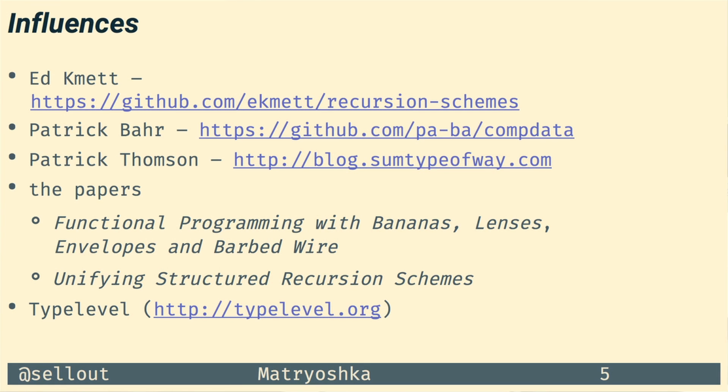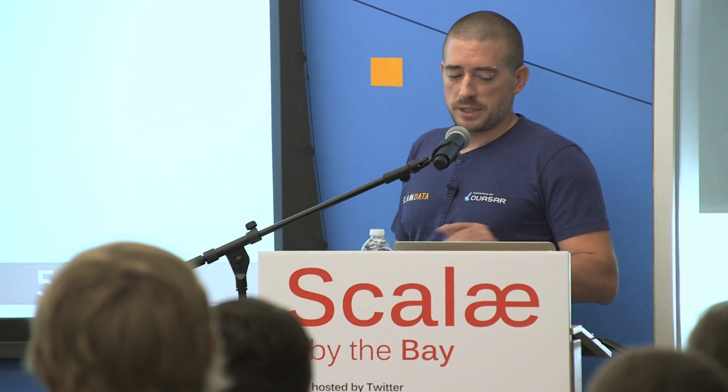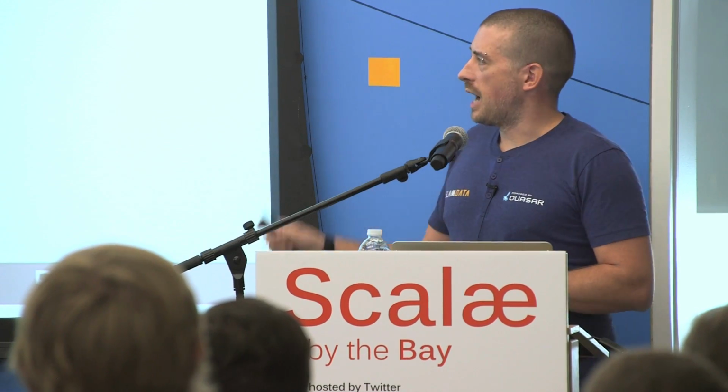I always forget this part, so I wanted to put it up front. I didn't invent any of this stuff. This is me reading papers and talking to people, and this is a list of the biggest influences. Ed Kmett and Patrick Bahr both have very good Haskell versions of recursion schemes implemented. Patrick Thompson has written a bunch of introductory blog posts and explanations and also given some talks on recursion schemes that are very helpful. There's a ton of papers on recursion schemes. Two of the biggest ones are Functional Programming with Bananas, Lenses, Envelopes and Barbed Wire, where these are not the lenses of optics, if you're familiar with optics. It's just specific to recursion schemes. And that's by Erik Meijer and others.